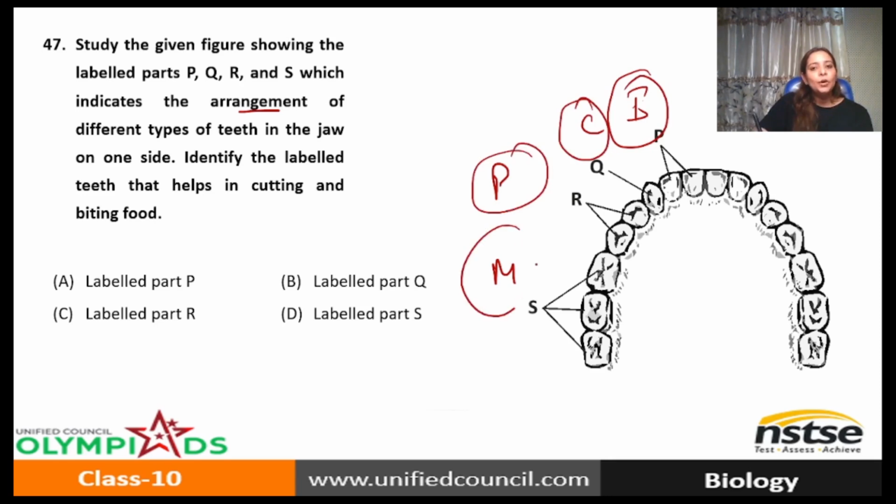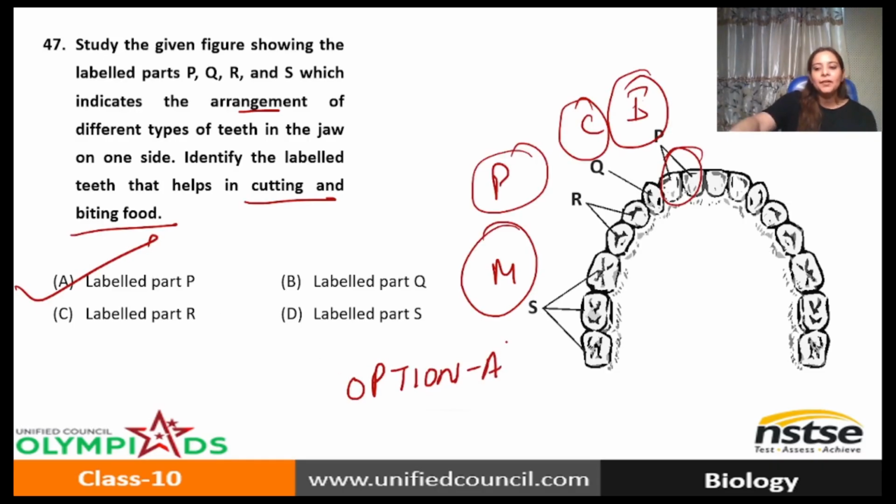And premolars and molars, they help in grinding the food. So here we need to tell which part helps in cutting and biting. So obviously, undoubtedly, we are talking about incisors. So labeled part P would be the right answer. Option A will be the right answer.